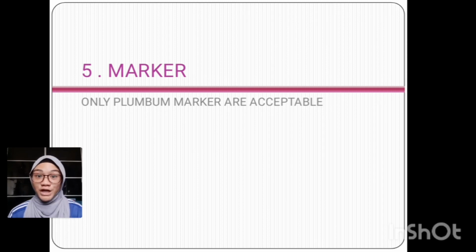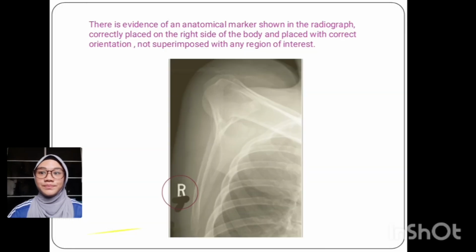Fifth criteria, marker. Take note, only plumbum markers are acceptable. There is evidence of an anatomic marker shown in the radiograph, correctly placed on the right side of the body and placed in the correct orientation, not superimposed with any regions of interest.